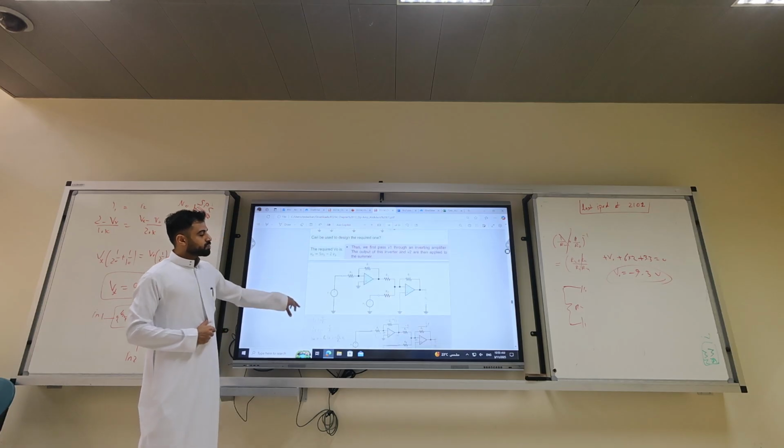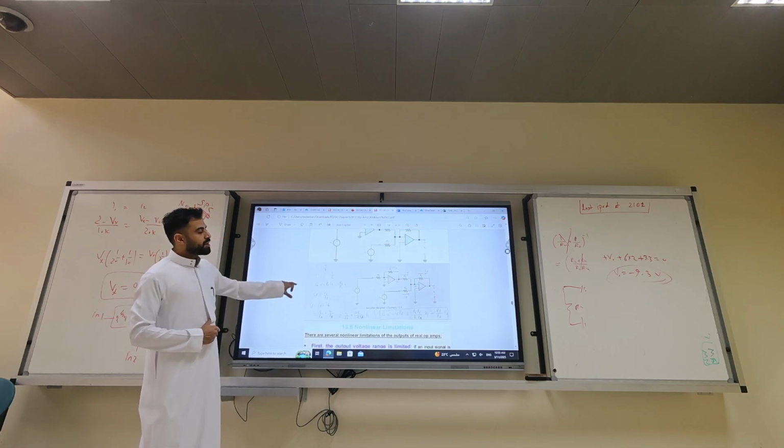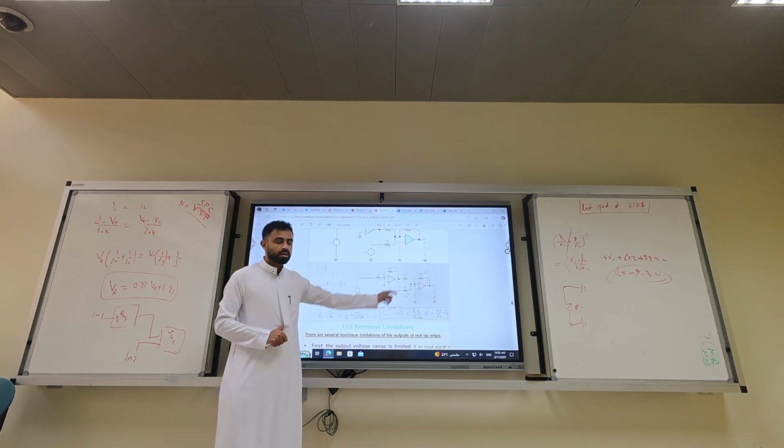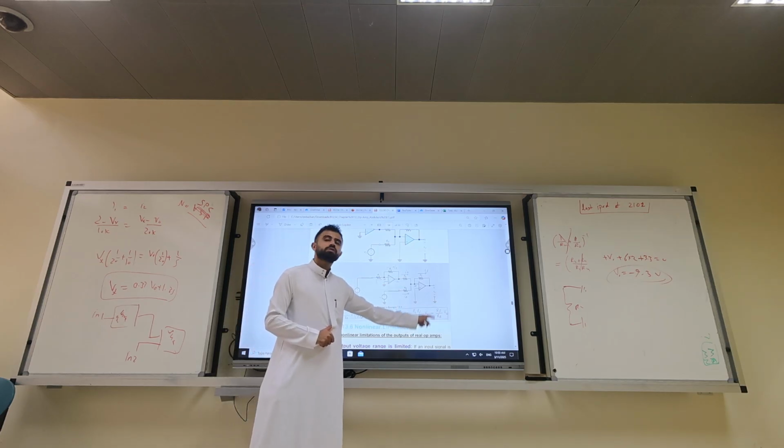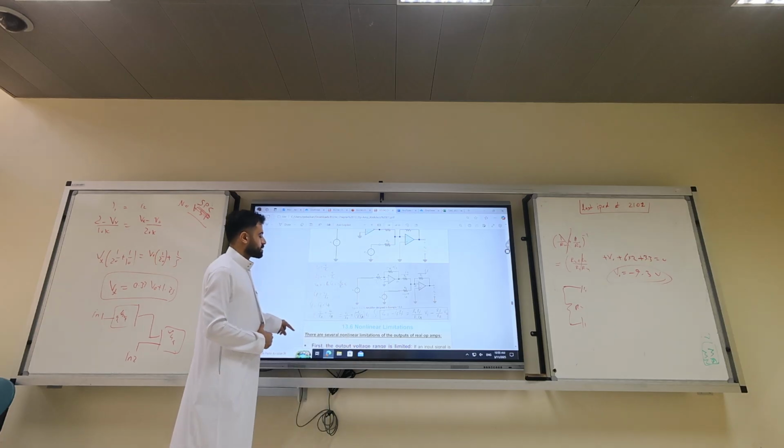So the solution is to use inverting and non-inverting. We did solve this, right? The final equations R2, RF, R1, RA, RF, RB, you design them in such a way.